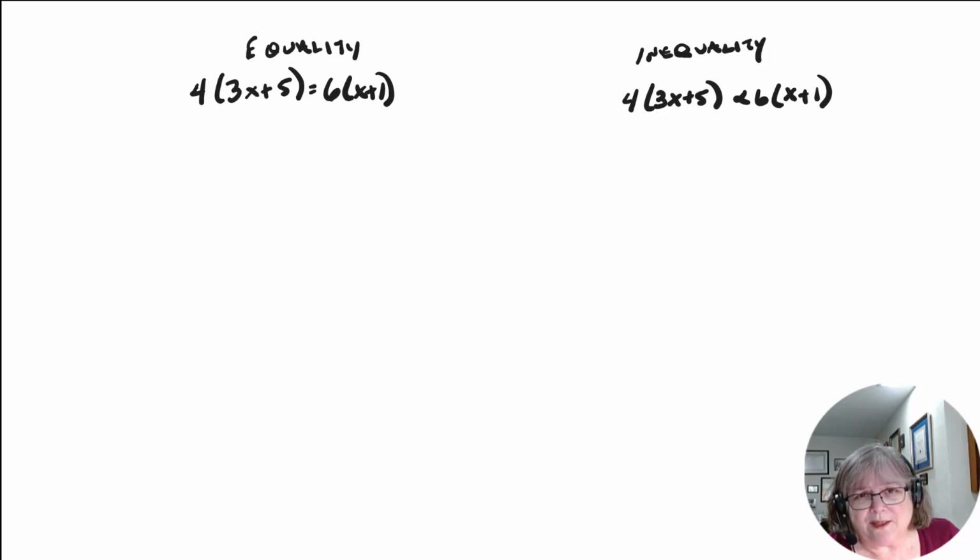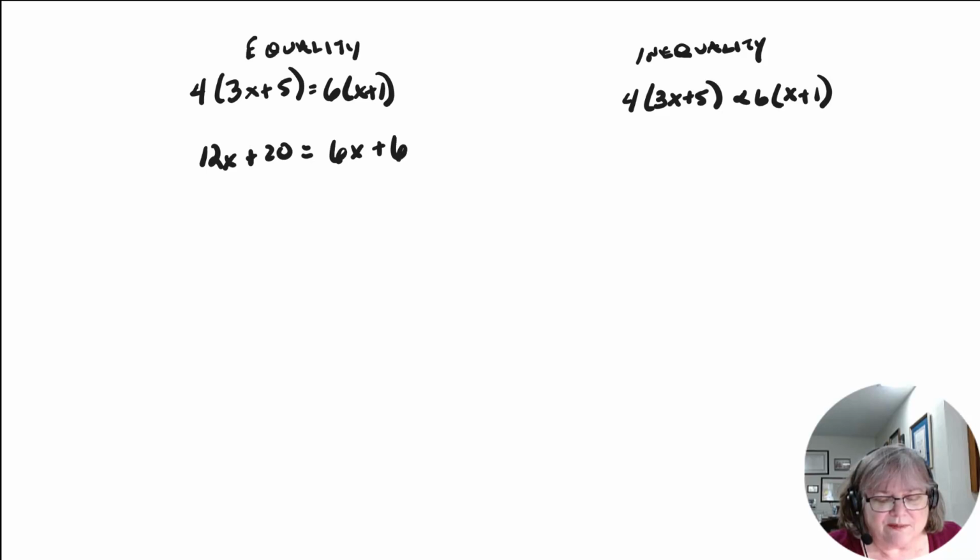We look inside the parentheses. We can't add 5 to 3x, but we can multiply by going outside because we don't have exponents. So 4 times 3x is 12x. 4 times 5 is 20 equals, can't add 1 to x because they're not like terms. 6 times x is 6x. 6 times 1 is 6.